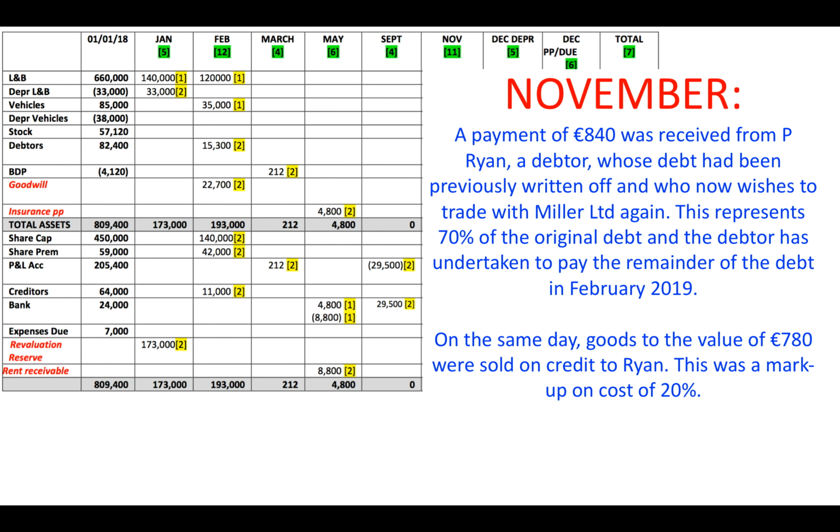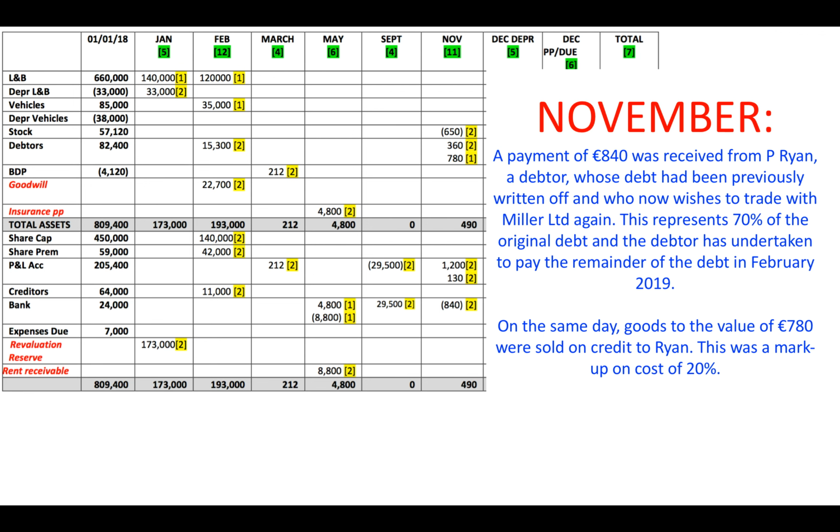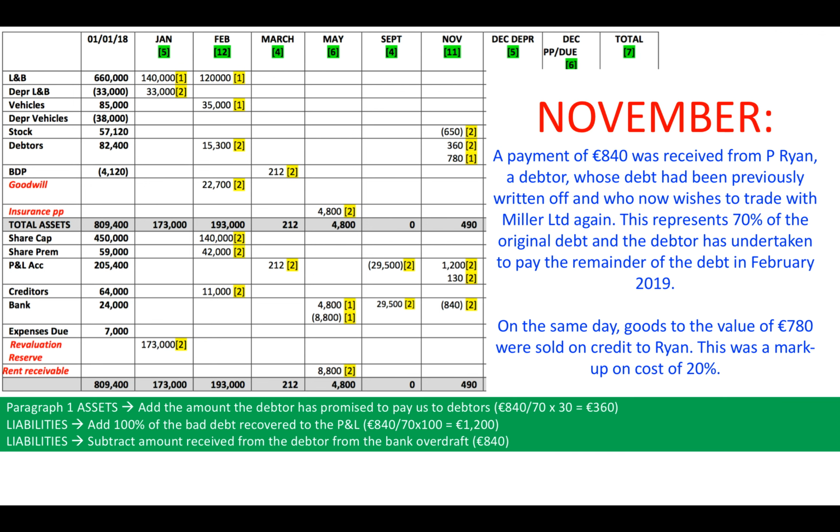So that is going to be bad debts recovered. Where do we put bad debts recovered in question 1? Well, we put them in add operating income. That is money that is going to increase my profit figure. So if we think about that first paragraph there, what do we have? Well, we're going to add the amount the debtor has promised to pay us back.